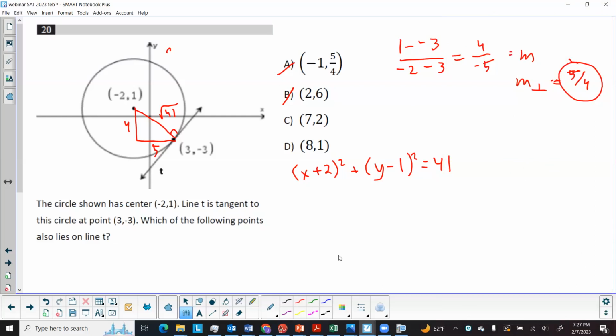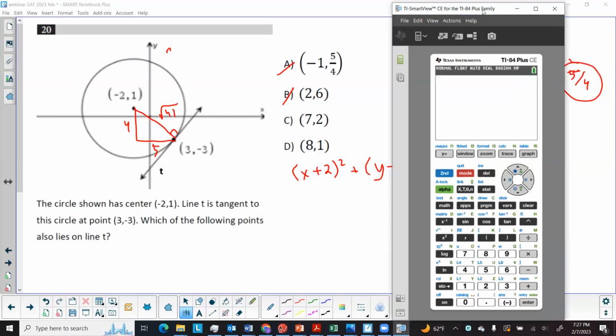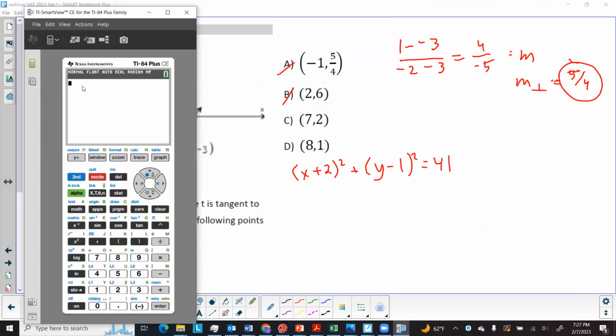Now, in a circle, it's kind of tough because you can't draw a circle. You have to do it in two halves. So I'm going to show you, if you haven't seen the new tangent line on the 84, I want you to see it.